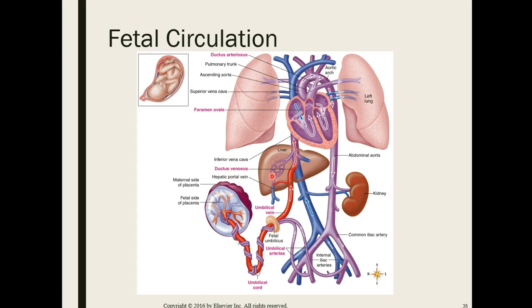Here is the ductus venosus bypassing the liver, the foramen ovale going from the right to the left atrium, and then the ductus arteriosus, which is bypassing the pulmonary circulation.